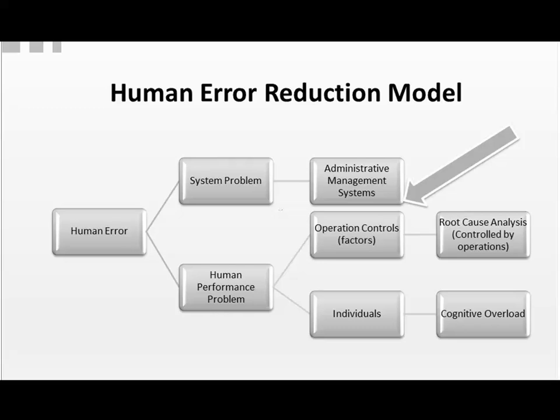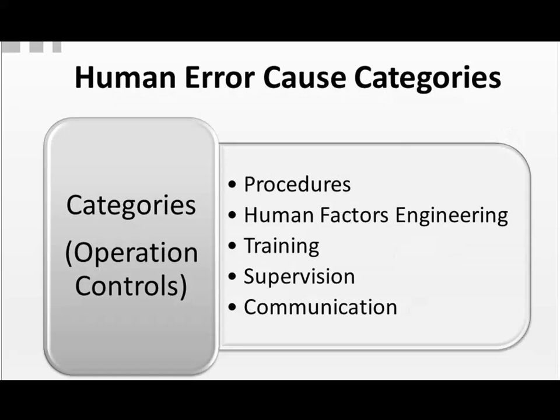So, as you see, one of the categories for human error root cause determination would be procedure. In our methodology, procedure is category number 4, which is under operation control. So this is the only one that we are going to be discussing today, the first one over here, procedures.